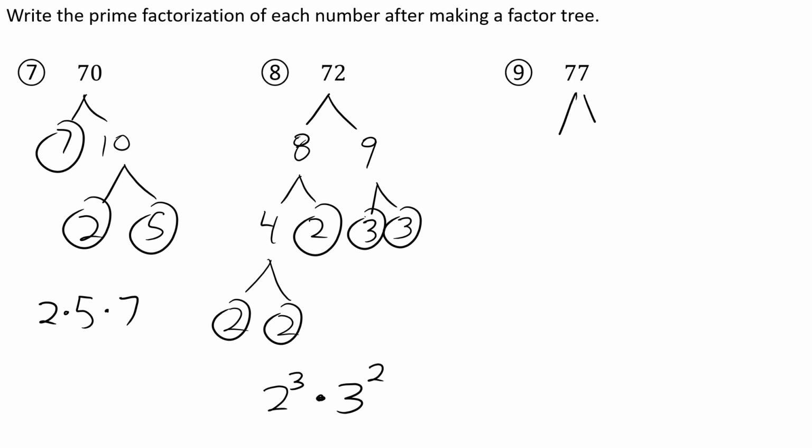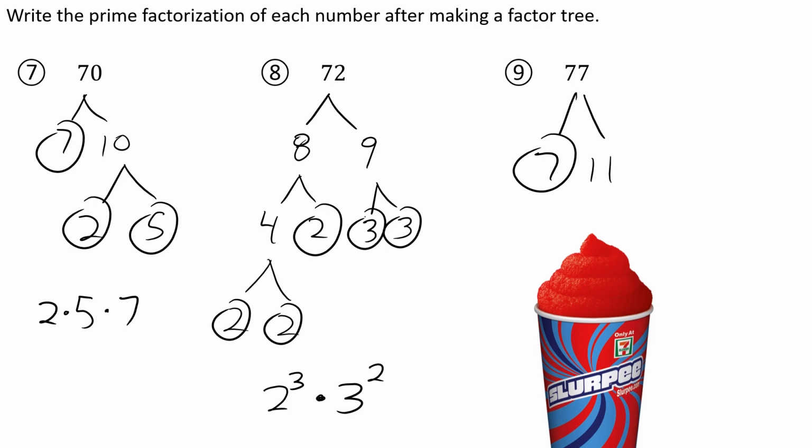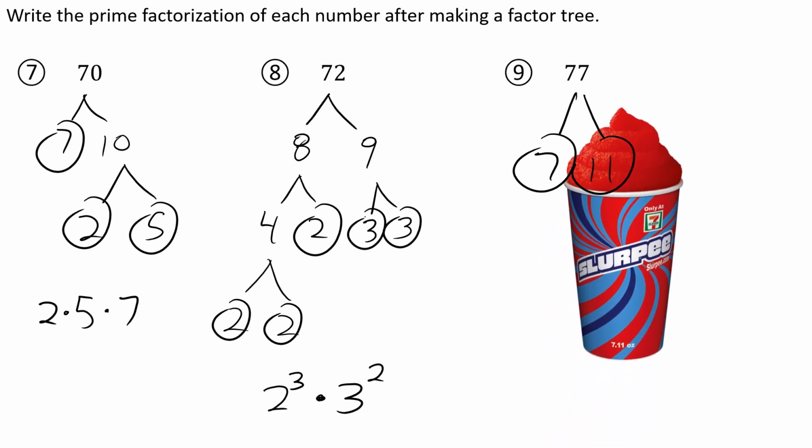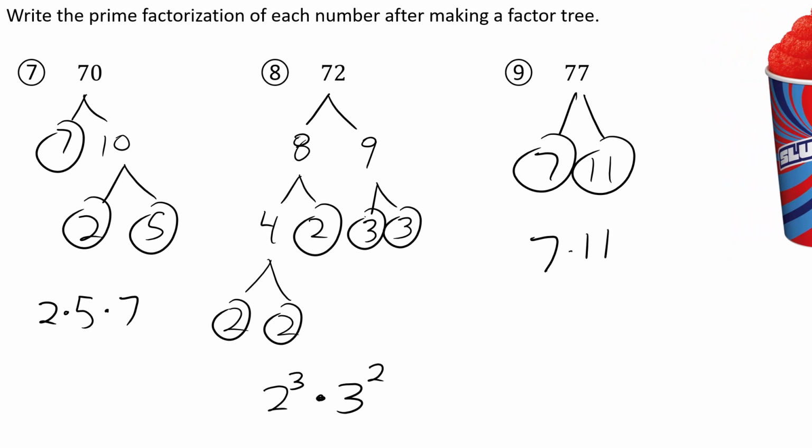77, what can I do? Well, I think the only thing I can possibly think of is 7 times 11, right? 7 times 11 makes 77. 7's a prime number, I better circle it. 11's a prime number, better circle it. So the prime factorization is just 7 times 11.